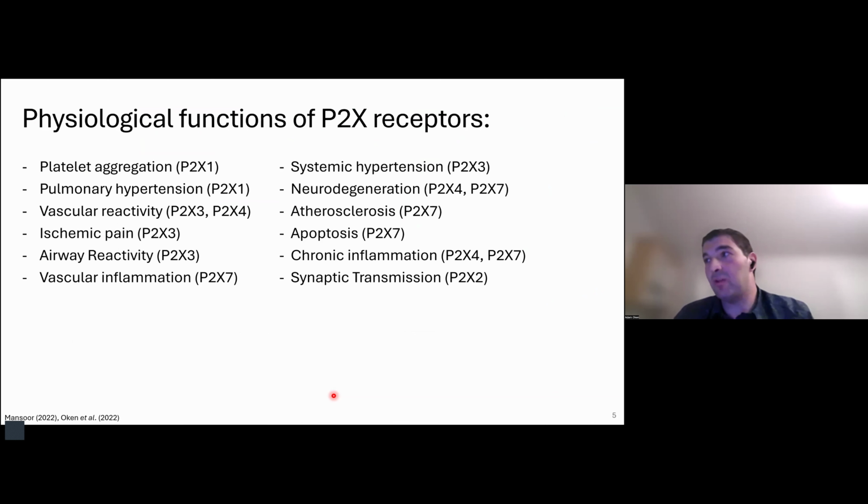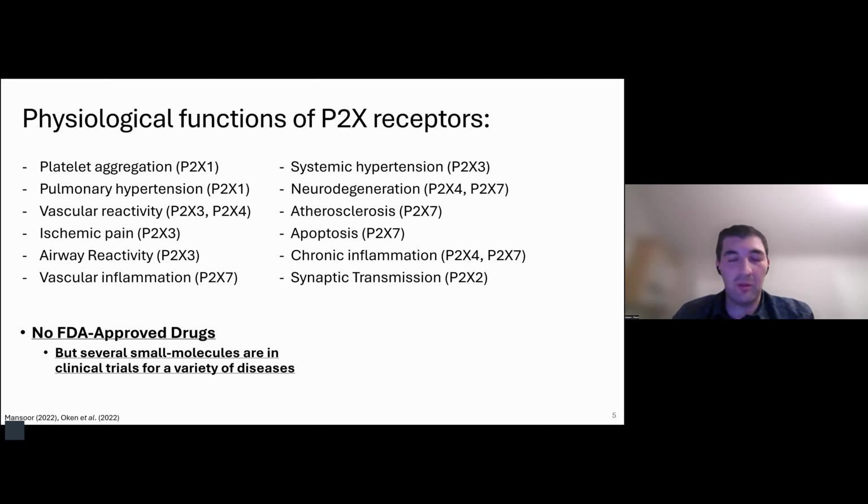So P2X receptors are implicated in a wide range of physiological functions, including macrophage activation, platelet aggregation, apoptosis, among others, making them promising therapeutic targets. However, there are no FDA-approved drugs targeting any P2X receptor. But there are several small molecule antagonists that are in clinical trials for a variety of diseases. So they are very important.